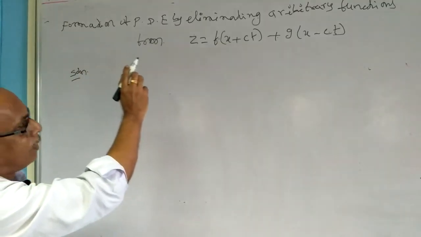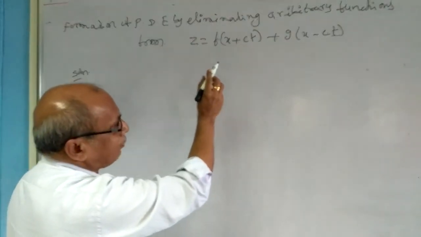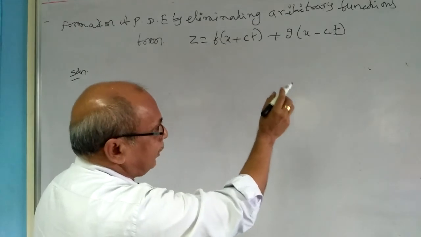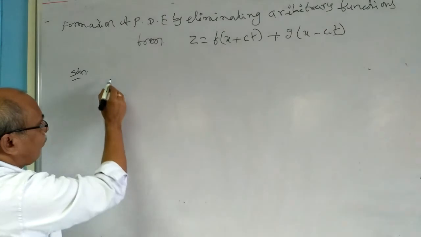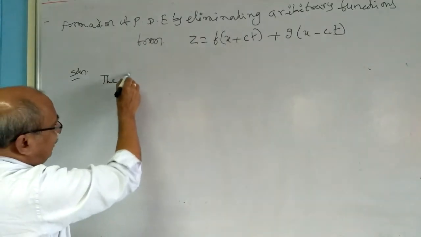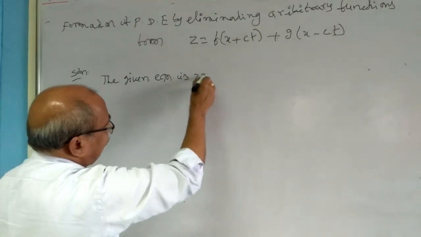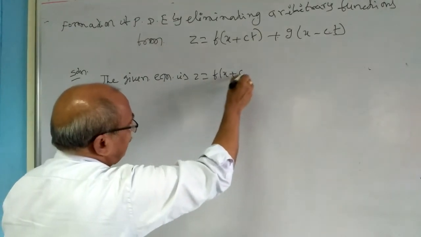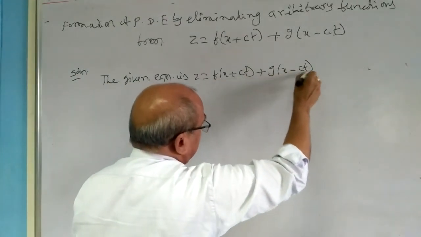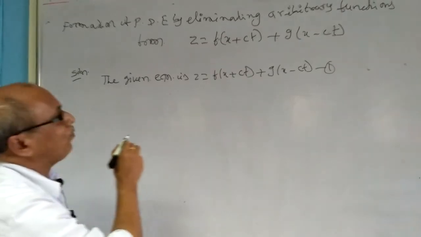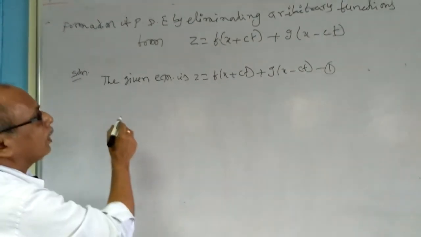Formation of partial differential equation by eliminating arbitrary functions from z is equal to f of x plus ct plus g of x minus ct. Here f and g are arbitrary functions. So the given equation is z is equal to f of x plus ct plus g of x minus ct. That is equation 1. Here z is a function of two variables x and t.